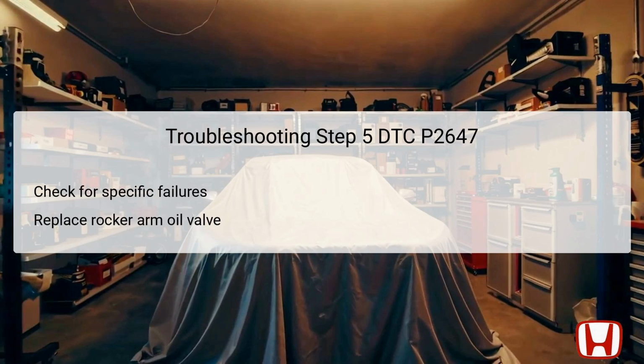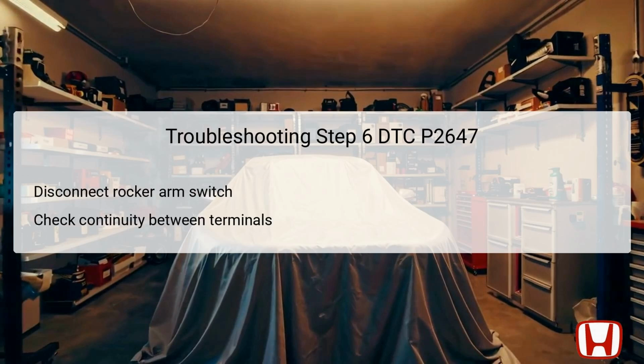However, if these faults are not indicated, a thorough check for poor connections or loose terminals at the rocker arm oil pressure switch is essential. If these checks reveal nothing out of the ordinary, but the DTC persists, then replacing the rocker arm oil control valve may be necessary. The control valve regulates the flow of oil to the VTEC assembly, and if it is malfunctioning, it could lead to high voltage readings and trigger DTC P2647.